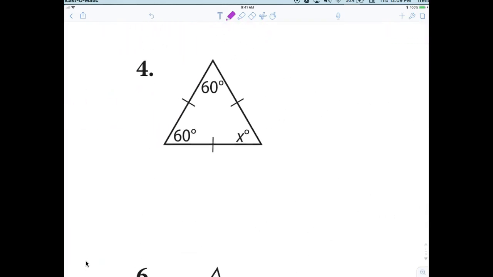All right, now number 4 should be kind of obvious now. We've already talked about this. X is what? X is 60 degrees. All right. The triangle, if you classify it by its angles, is what? Nope, that's by its sides. It is acute. The reason why it's acute is, again, all of the angles are less than 90. And then if you classify it by its sides, it would be what now? It's equilateral.